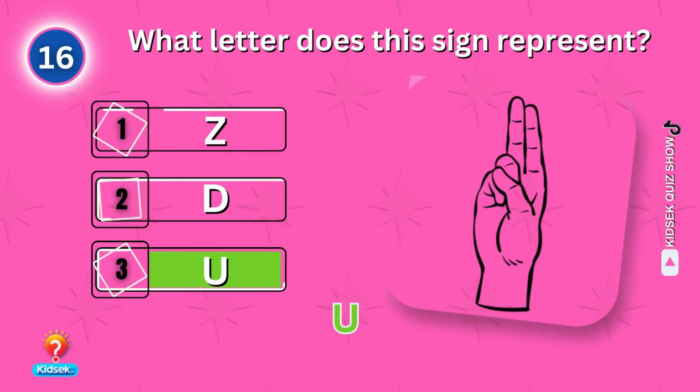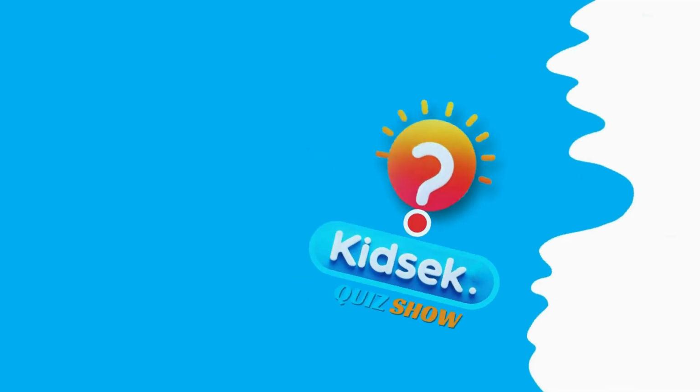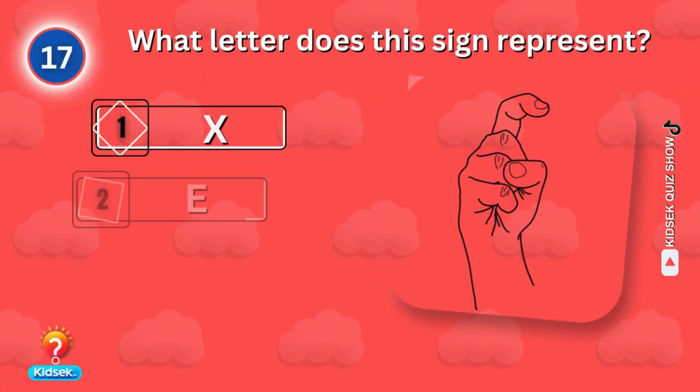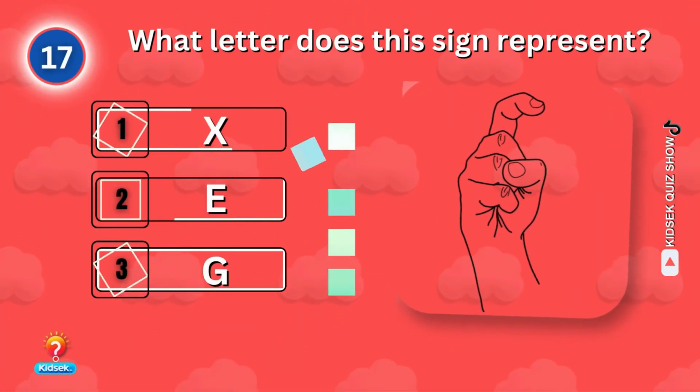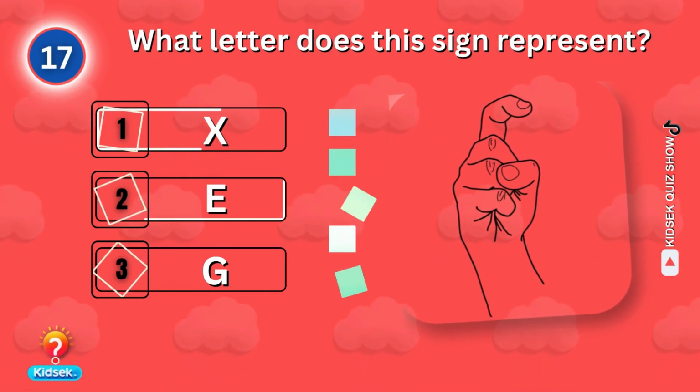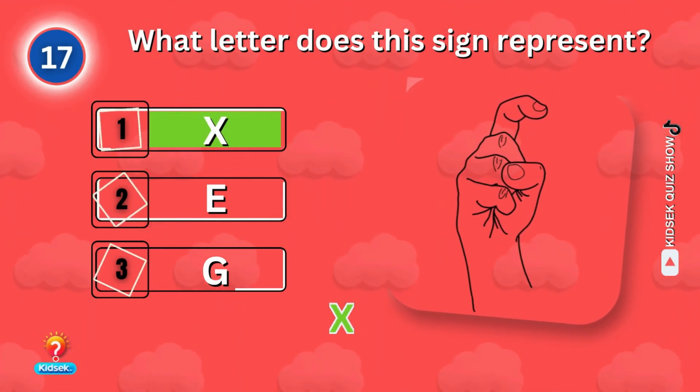It's U. Your index finger and your middle finger are squeezed together pointing up. Let's see if you guess this one. And the answer is X.